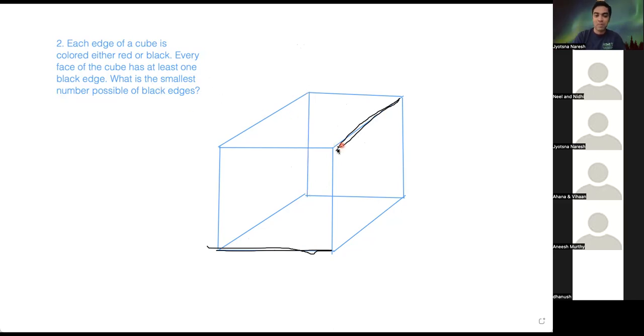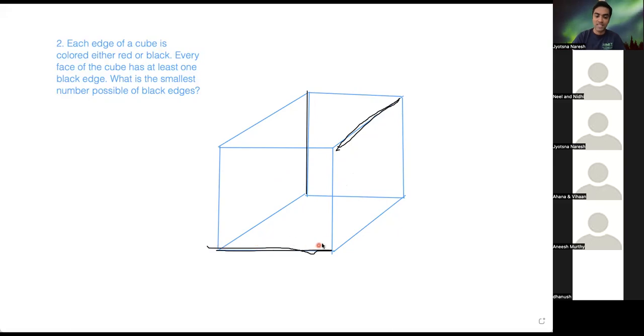But we see it can actually be better than 3, right? Because each edge touches at most 2 faces. An edge cannot touch any more than 2 faces. And we know there are 6 faces in a cube. So there must be at least 3 edges that are black.